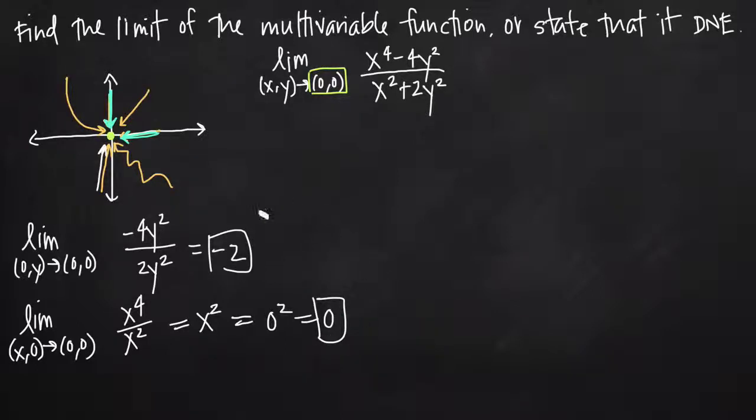So what we know now is that as we approach along the y-axis, we get a value of -2 for the function. As we approach along the x-axis, we get a value of 0. So because the function is approaching two different values at this point here, (0, 0) at the origin, and -2 is not equal to 0, we know that the limit at (0, 0) does not exist. Does not exist, there is our final answer.